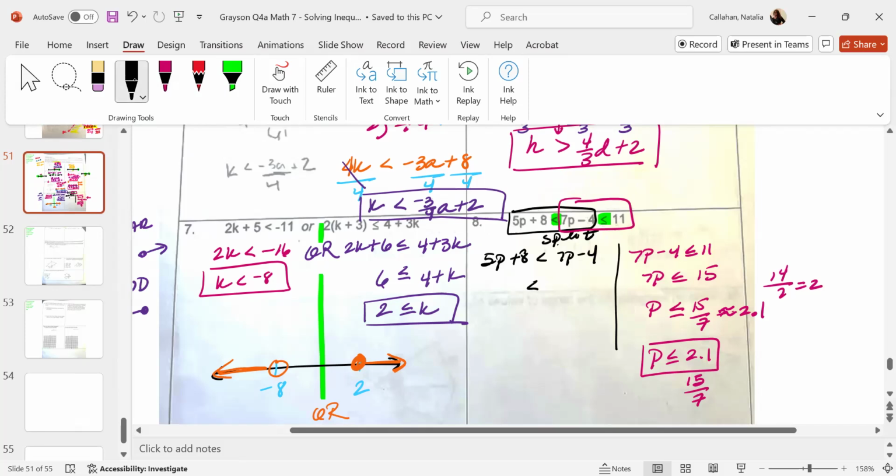Subtract the 5p on both sides. That's the smaller p. You get 2p minus 4 is less than 8 on the left side. Add the 4 on both sides. P, and then you get 6.